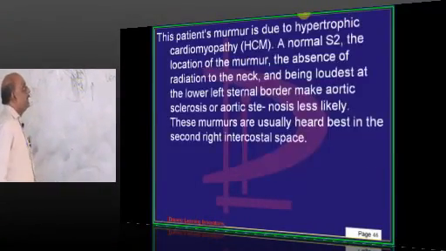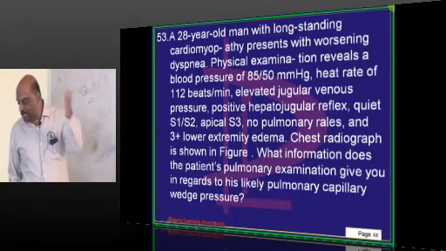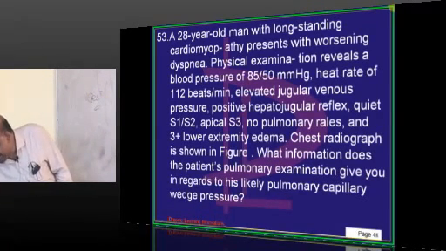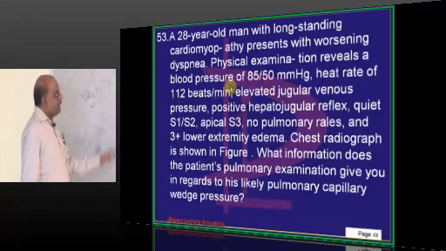Now doctor, let's go to the next question. There is a long-standing cardiomyopathy with worsening dyspnea.